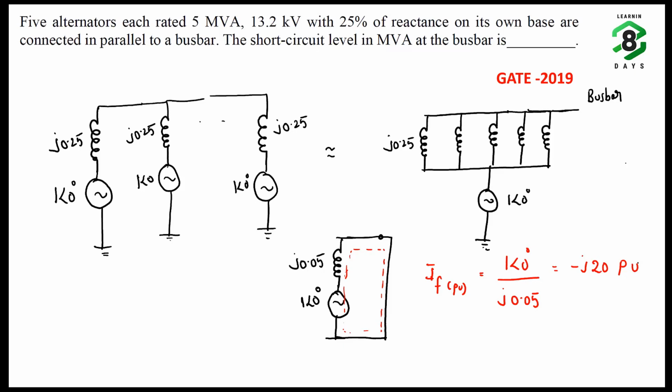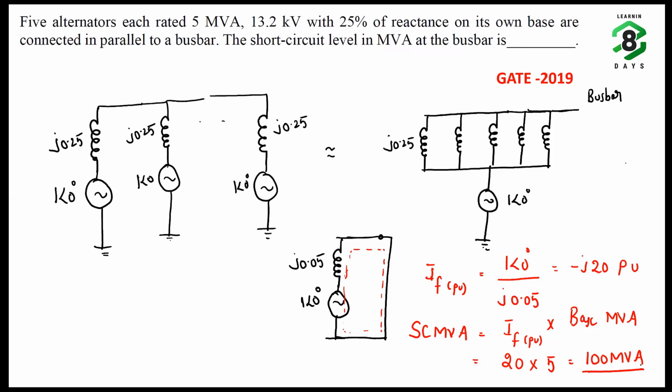Okay. So he is not asking for the fault current, he is asking for the short circuit MVA level. If you recollect our formula, short circuit MVA for any fault is given by I_F per unit times base MVA. Your fault current per unit value is 20, considering magnitude only, and since only the MVA rating of each machine is mentioned, we can directly take 5 MVA as our base MVA. So the short circuit MVA level at the bus is 100 MVA. 100 MVA is the option.